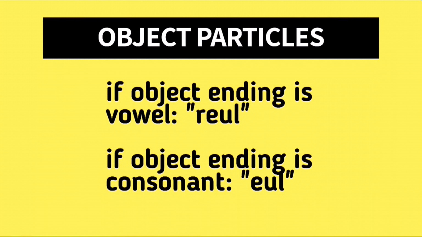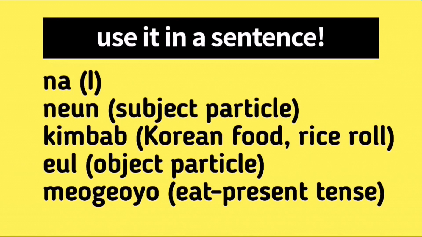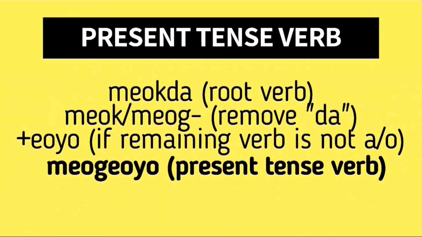So here's the pattern. If the object ending is a vowel, we'll add rul. If the object ending is a consonant, we'll add ul. And since kimbap ends with a consonant, we added ul. Lastly, 먹어요 is the present tense action of eating. And it originated from our word for today, which is MEOKDA.